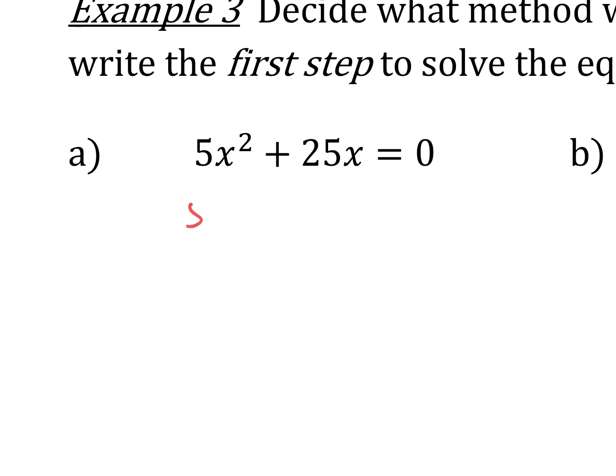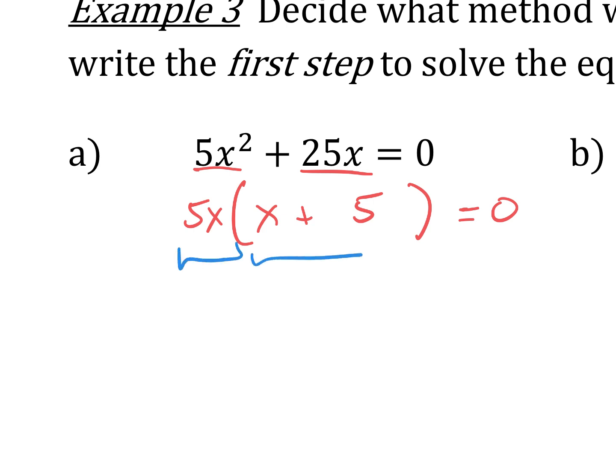So if we factor this, we can pull out a 5x. Now I know this is a little different form. Sometimes we forget this, but don't forget that we can pull out a common factor. 5x goes into here, x times. 5x goes into here, 5 times. If you distribute this out, you'll get right where we started. Okay? So this is now factored.